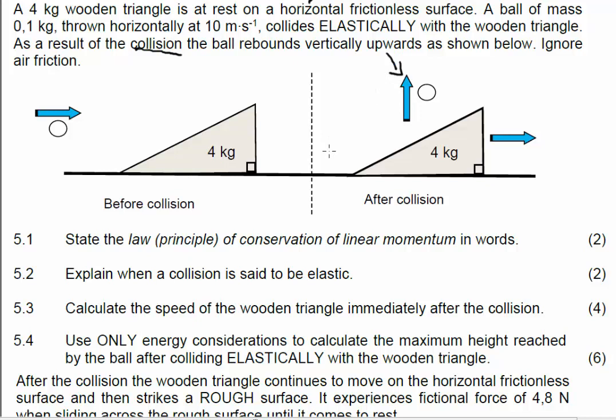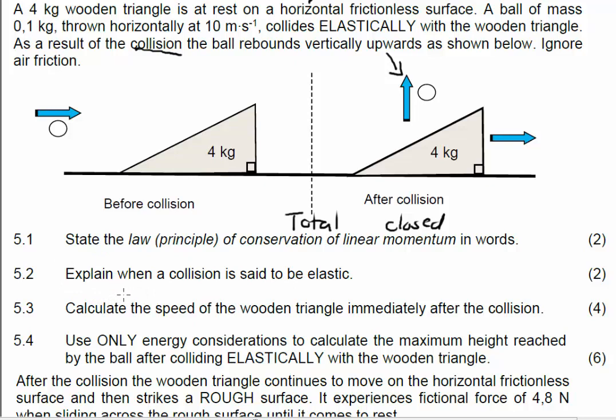Ignore air friction. The first question here says that we have to state the law or principle of conservation of linear momentum in words. Remember here some key important words to include. The total linear momentum of a closed or isolated system remains constant or is conserved. Note that if the words isolated and total are missing from your principle, you will not get full marks for your answer. The next question says, explain when a collision is said to be elastic.